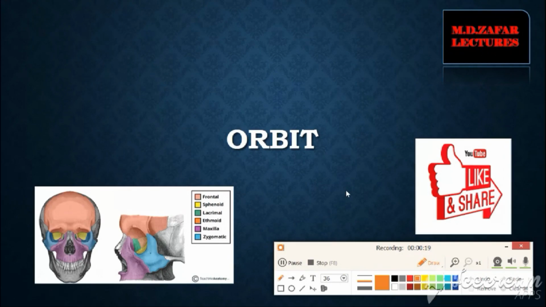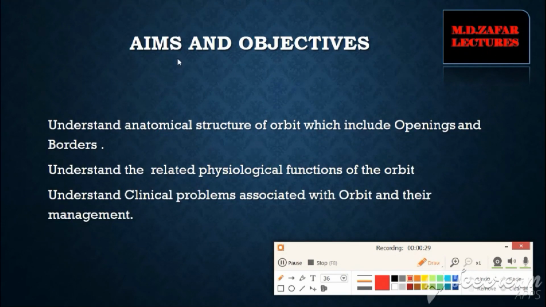In this lecture, our aims and objectives would be to understand the anatomical structure of the orbit, which includes its openings, borders, and relationships, to understand the related physiological functions, which are very few, but you need to know them, and understand clinical problems associated with the orbit and their respective managements.